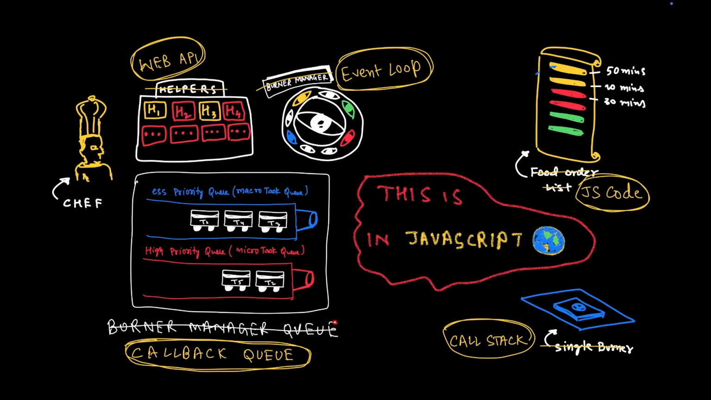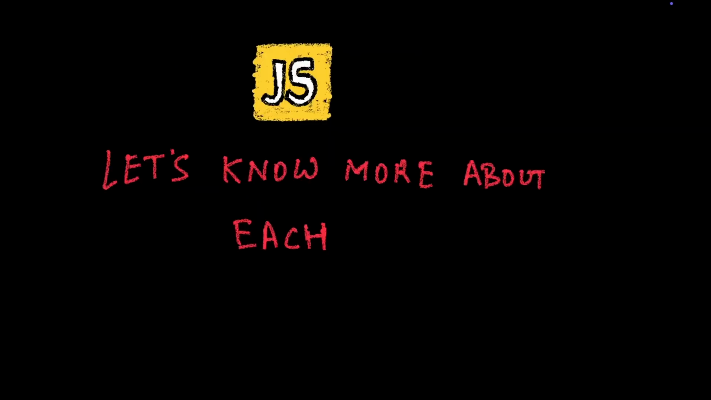In the callback queue, you can think of it as a waiting area for the tasks to be executed based on their priority. Here we have our JS code, and the single burner here is basically the call stack. As you can see, this is the actual setup. These are all the components in how JavaScript executes our code and handles asynchronous events. So let's know more about each.